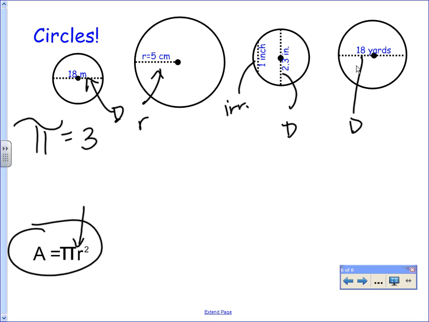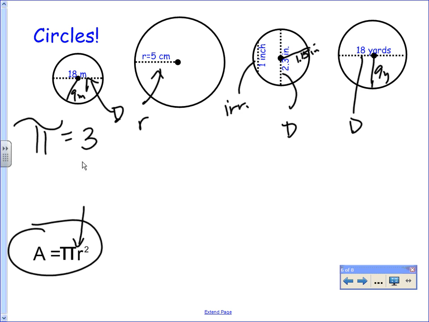So if the diameter of a circle is 18 yards, the radius is 9 yards, it's half. Again, 18 meters, the radius is 9 meters. Okay, 2.3 inches, the radius would be half of 2.3, which is 1.15 inches. Okay, and then you just square the radius and multiply by 3. So we'll do these first two.